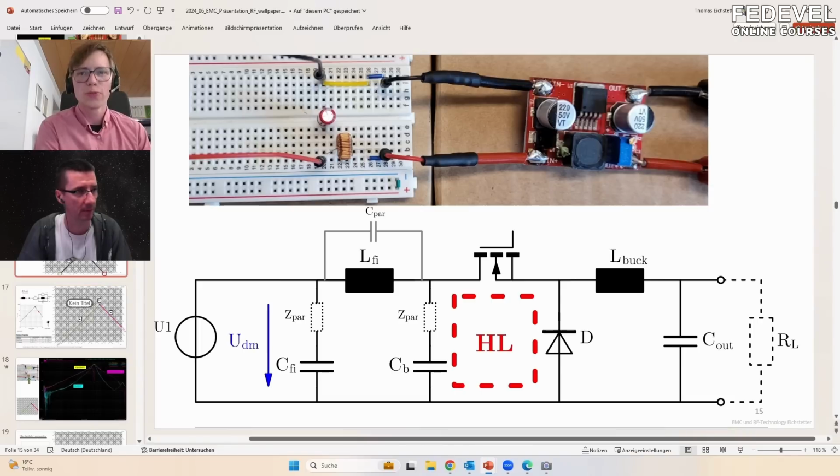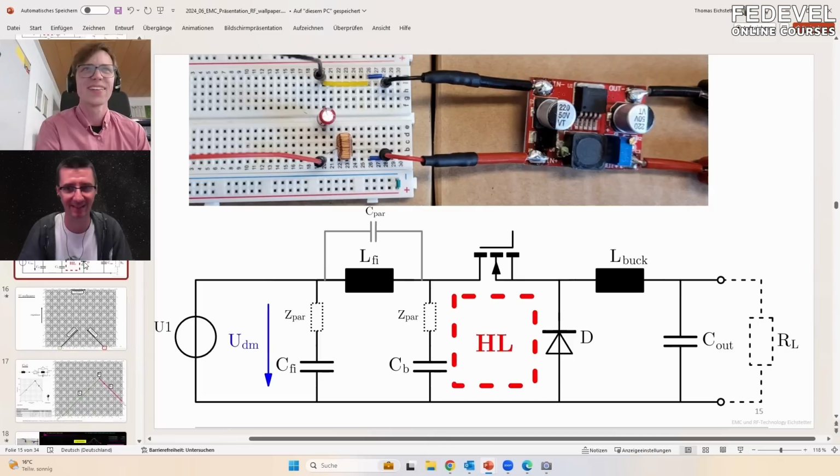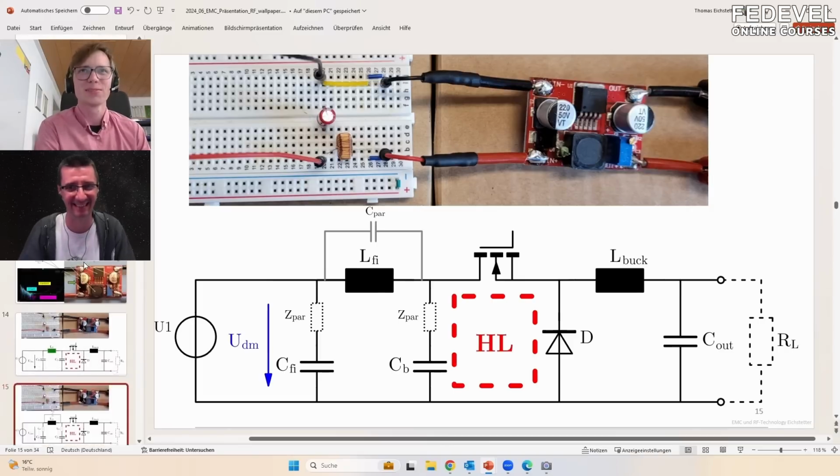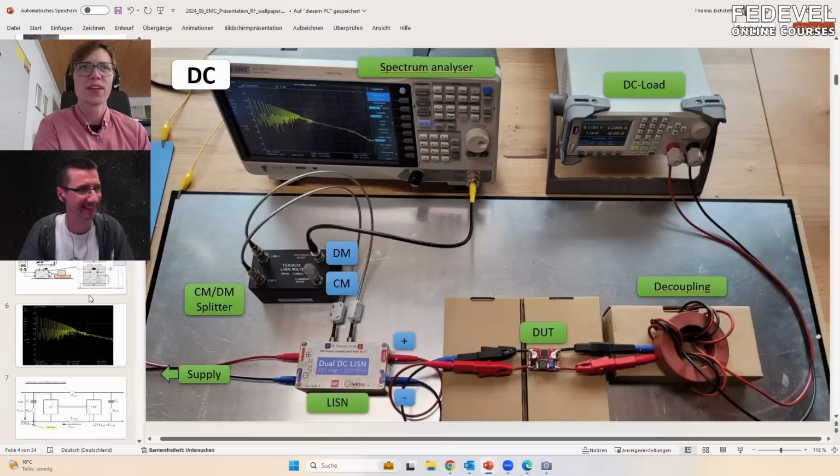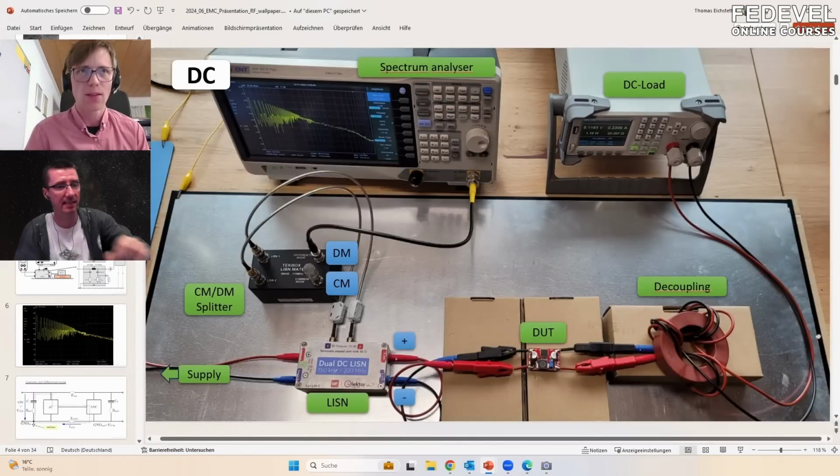Shall we already go to the wallpaper? I would show some measurement. Can we see some measurements before we move to filters? Sure. Let's maybe start here with the setup, and we can talk a little bit about this setup.